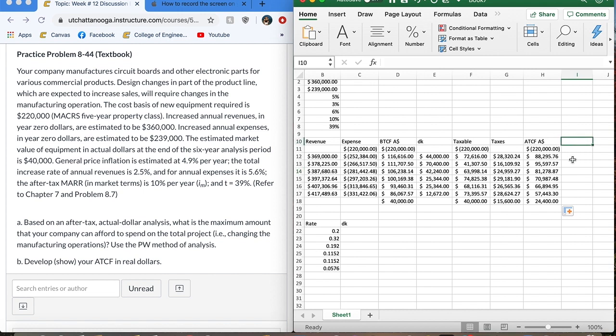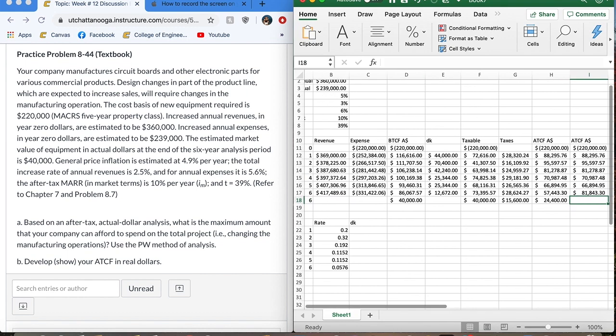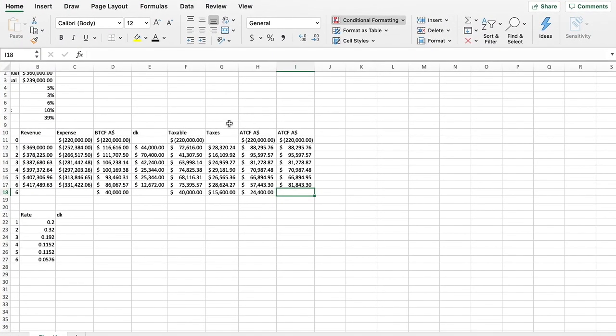Now to simplify this, we need to combine these two year sixes, because those are going to be together when we do the real dollar amount and the present worth value. So to do that, we're just going to drag this all the way down again, and then here we're going to add this one and this one. You should have $81,843.30 right there for that. Make this bigger so we can see it all.